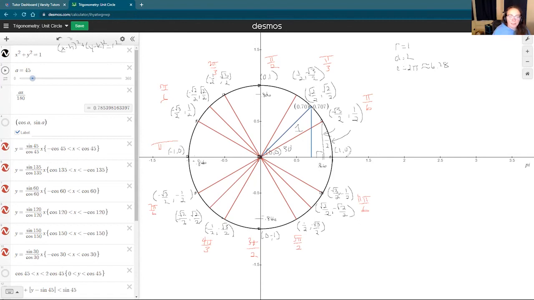So a full circle is 2 pi, but you already knew that. It's already given to you. So in other words, this is the conversion: 360 degrees is equal to 2 pi.